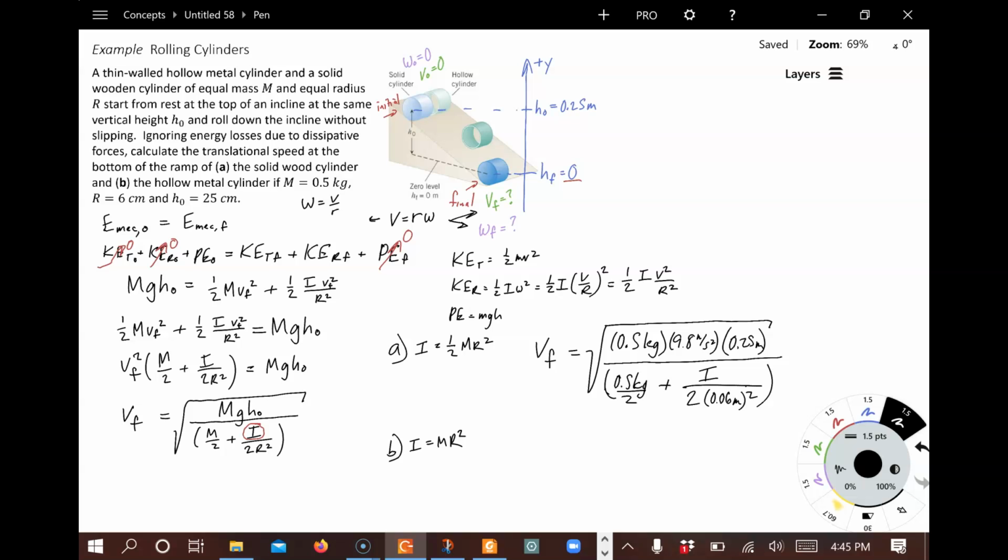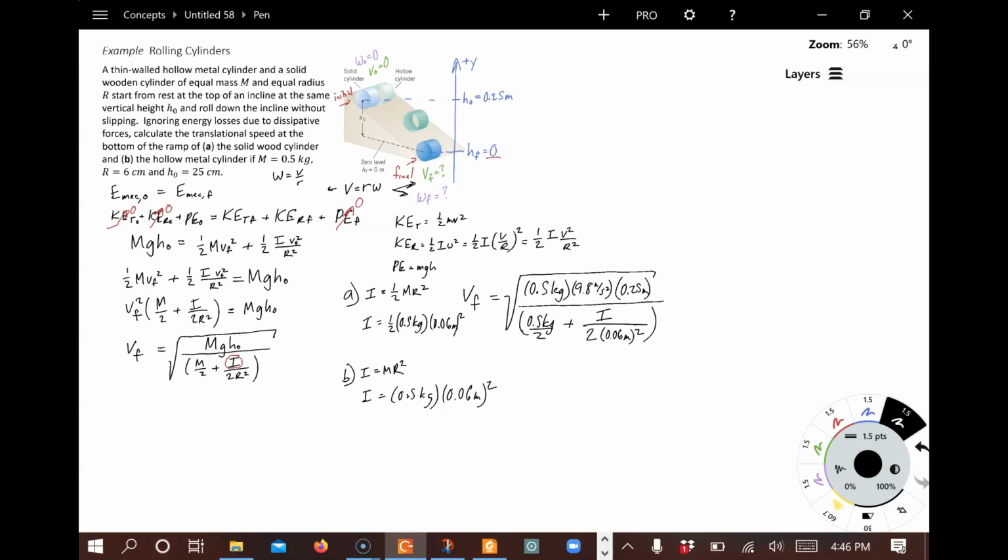So let me just go ahead and write down the values for I here. So this is going to be 1/2 m, 0.5 kilograms times the radius of these objects, 0.06 meters squared. And for the one below, it's going to be the same thing, but it's going to just be without the 1/2. And we need to plug those values in for I and then calculate V in both cases. I'm going to go ahead and just put those numbers in and see what we get.